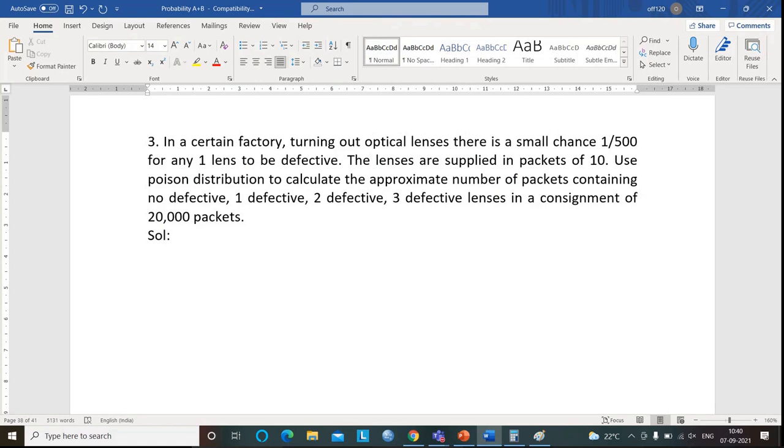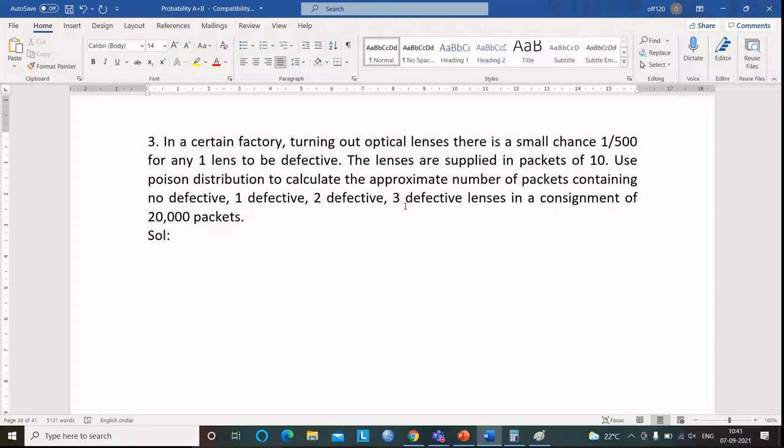Now, let us understand this situation, what they have given and what they're asking us to solve. There is a factory which is manufacturing optical lenses. Once the lenses are ready, they supply them in a packet of 10. A single lens cannot be supplied because it takes a huge transportation cost, so they are packing them into packets of 10. That means each 10 lenses are packed in one packet.